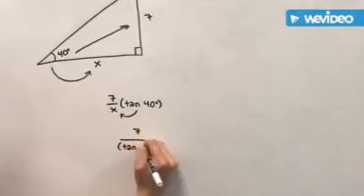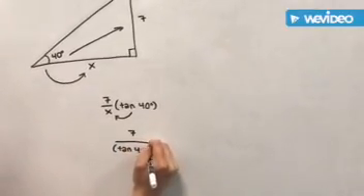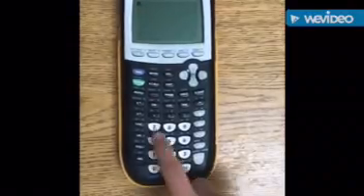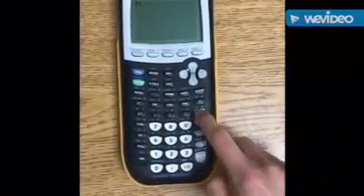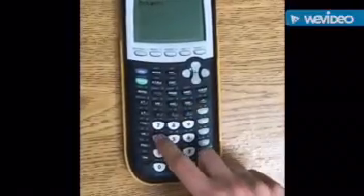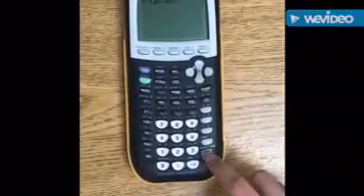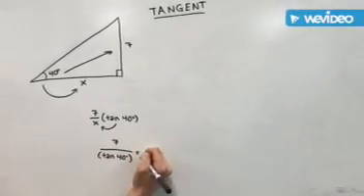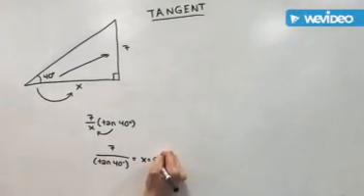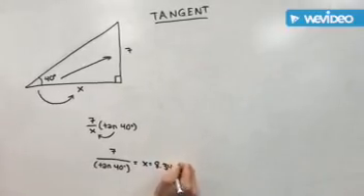of 40. To do this on a calculator, you would do 7 divided by the tangent of 40. This equals 8.34. Now we know that x equals 8.34.